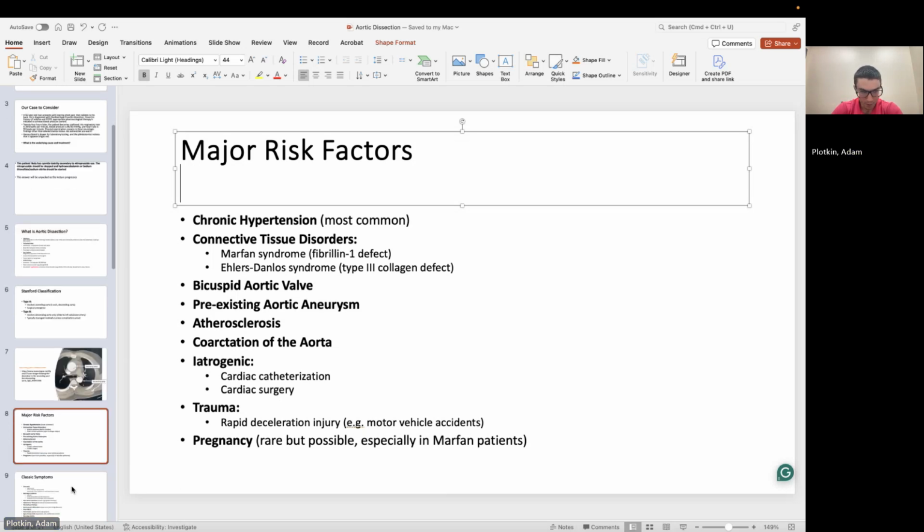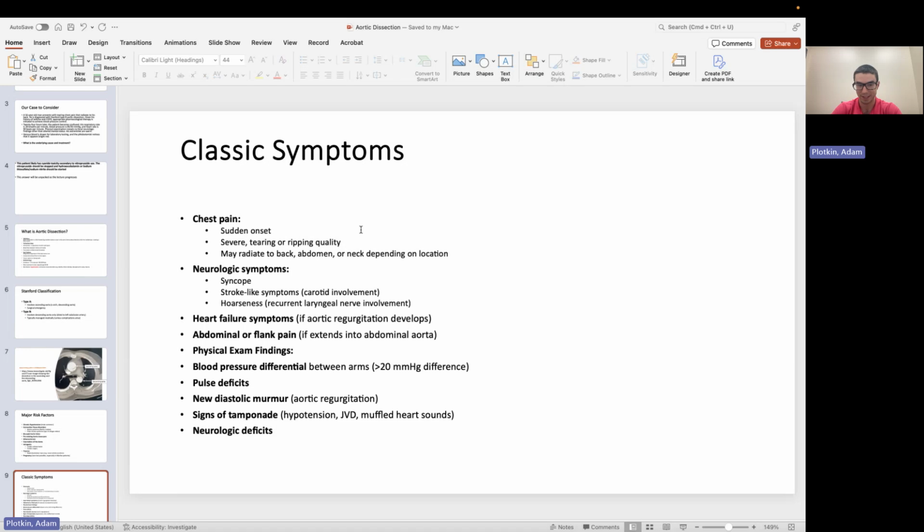All right. So the classic symptoms, this is what I was getting at. You'll classically see chest pain that's sudden in onset and really severe. It usually feels like a tearing or ripping. That's opposed to an MI, which usually feels more like a substernal pressure, like something's pushing on their heart. Aortic dissection feels like a tear or a rip.